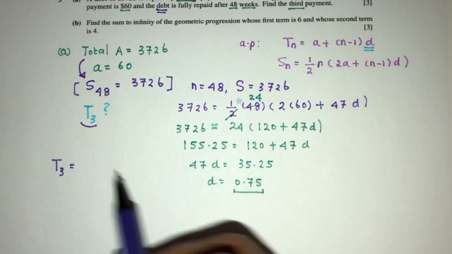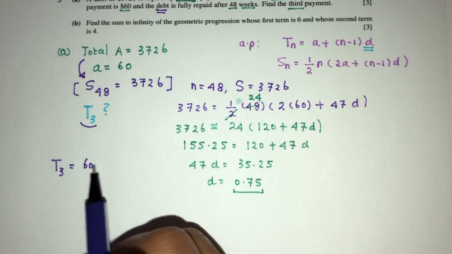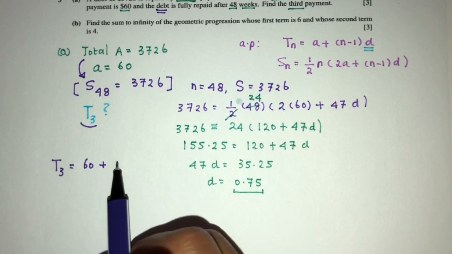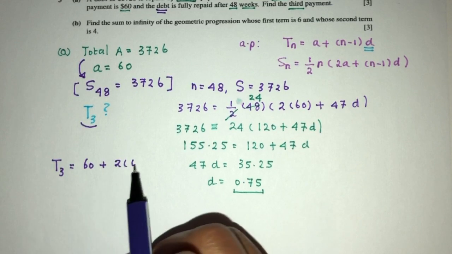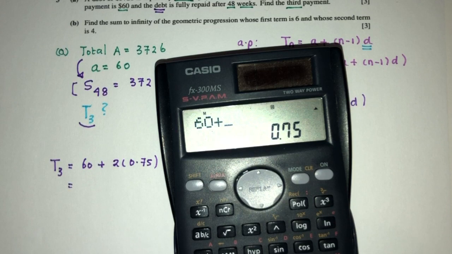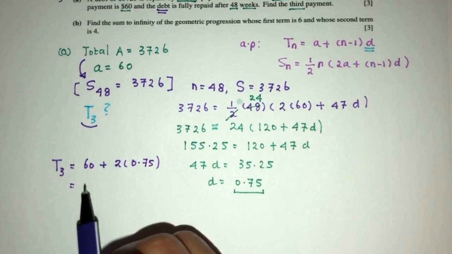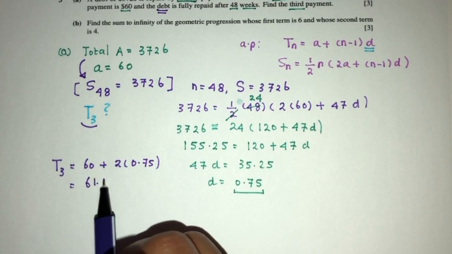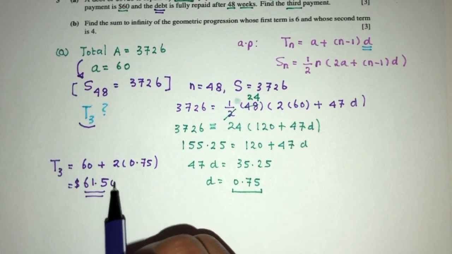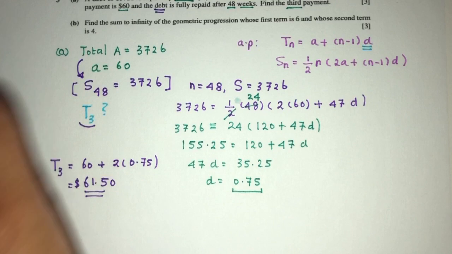The equation will be A. A is 60, plus N is 3. Third term minus 1 is 2, times D, which will be 0.75. So that will be 60 plus 2 times 0.75. That should be 61.5. So this is the third payment, which will be $61.50. That will be part A of the question.